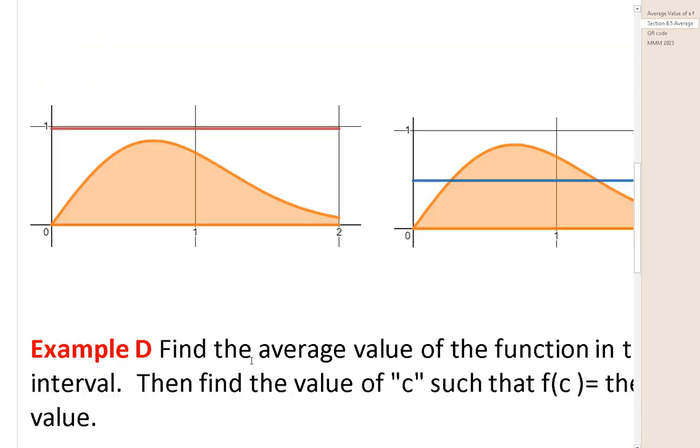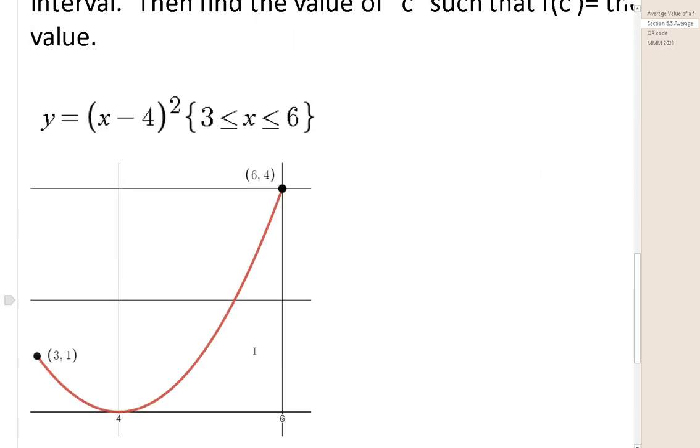All right, let's do one more here. What's nice about this one is we're at least moving away from the interval 0 to whatever. So our last example here is we're going to try and find the average value of the function y equals x minus 4 squared between 3 and 6. So example, go back to example C really quick.